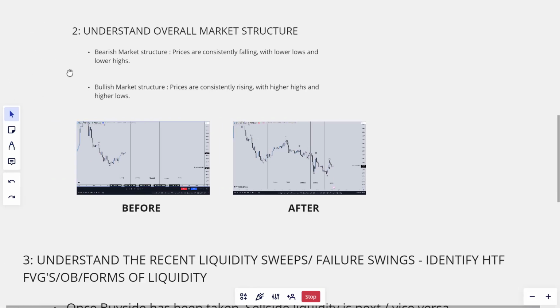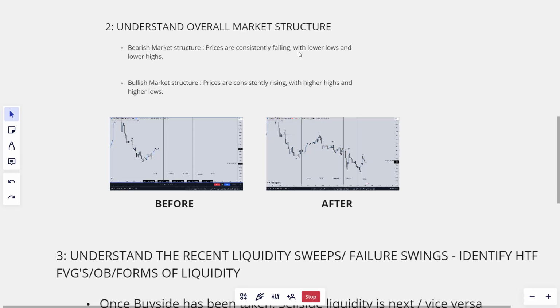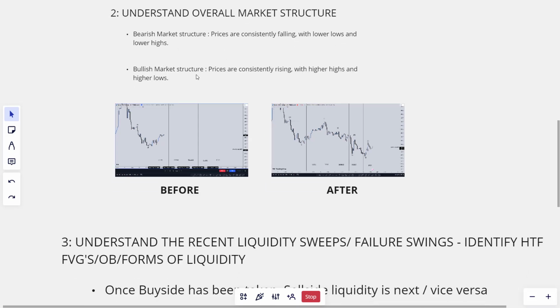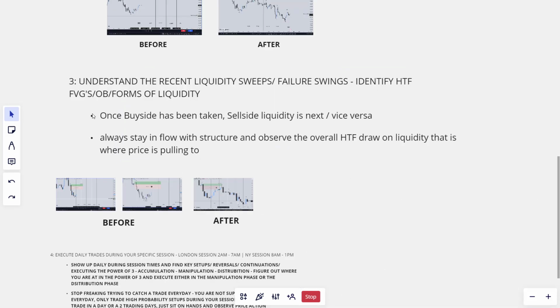We have to understand our overall market structure, right? For a bearish market structure, just like I stated, lower highs and lower lows, and for a bullish market structure, we're expecting higher highs and higher lows. And for the third step, we have to understand the recent liquidity sweeps / failure swings, and then we have to understand our higher time frame fair value gap, order block, and just extra forms of liquidity.